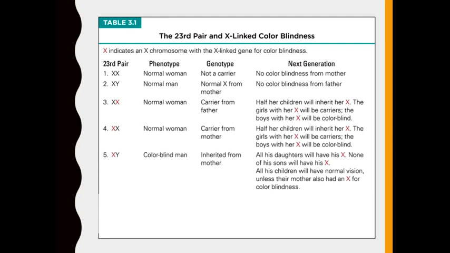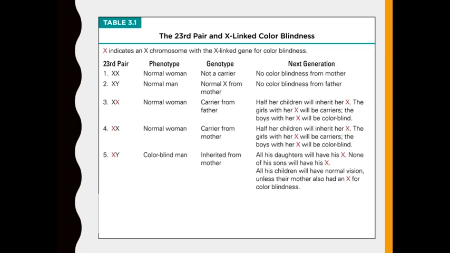Now, in this case, we have a colorblind man, and he can only inherit that X from mom. There's no way to inherit color blindness from dad, because color blindness is an X-linked gene. So when a boy is born colorblind, he inherited that trait from his mom. And it could have been through his mom's mom, or it could have been through his mom's dad. You never really know. If he has children, they're all going to have normal color vision, because he is not going to be able to create a colorblind child with just his one X.